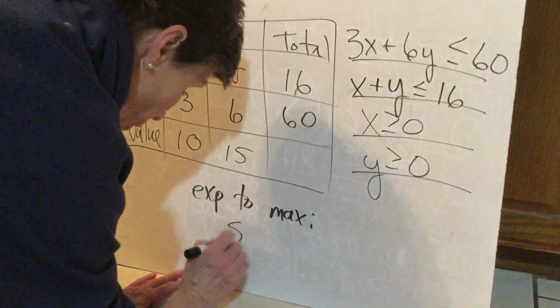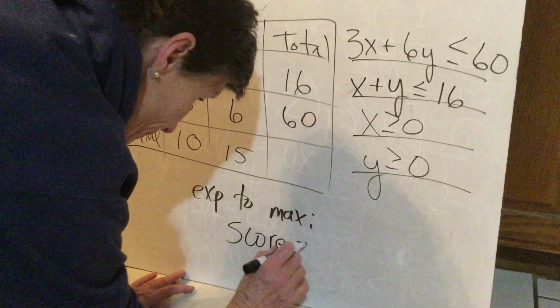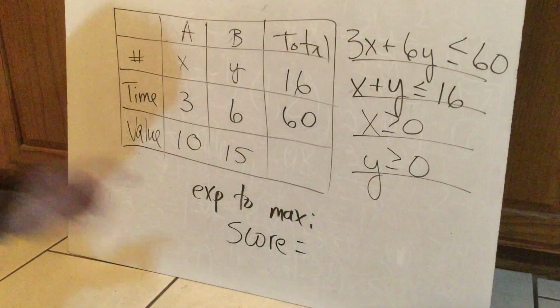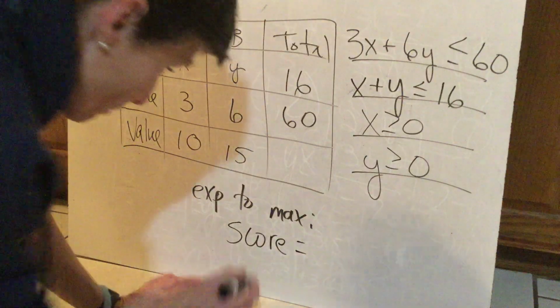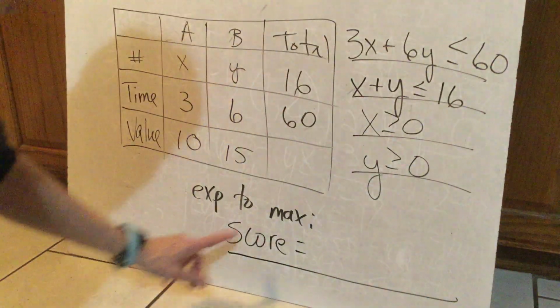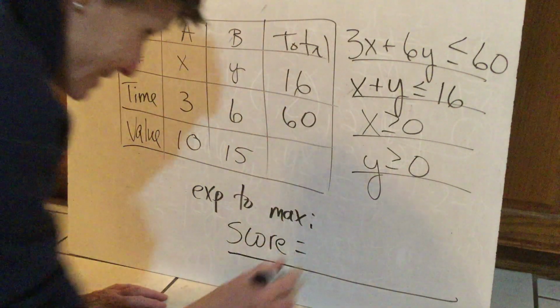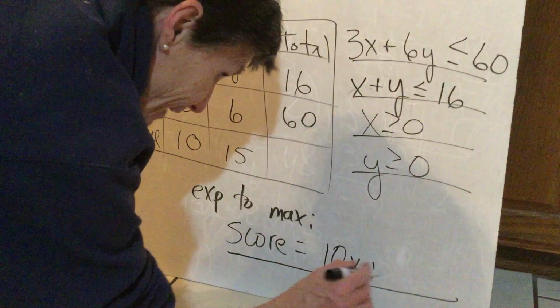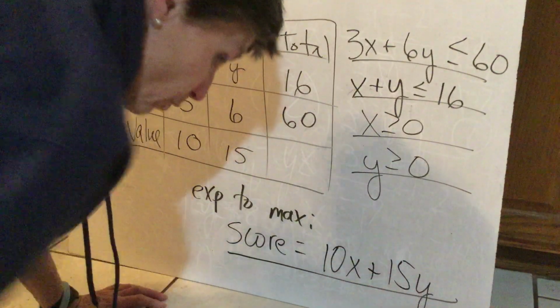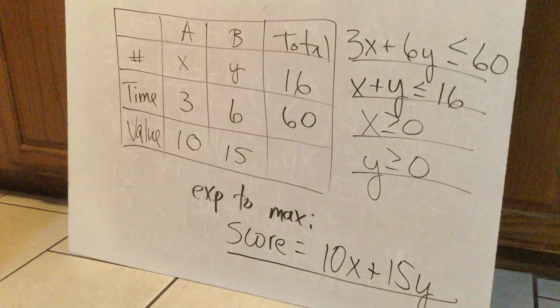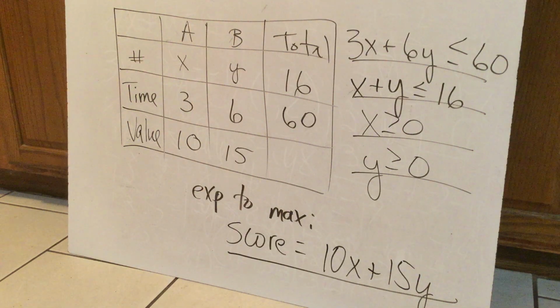So your score equals what? This is what you write in the blank. You're going to put this right there in that blank. Your score is calculated by 10x plus 15y. That's how we calculate the score on this particular test. Every X you get 10. Every Y you get 15.